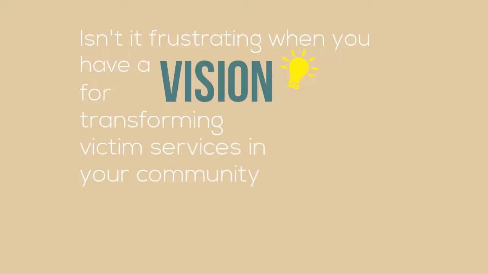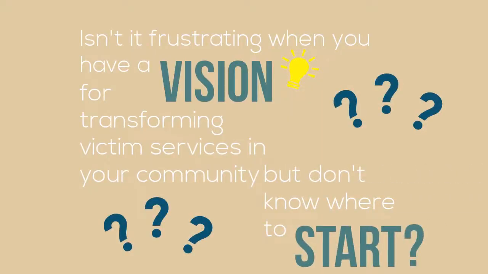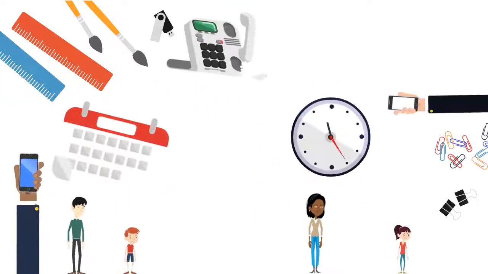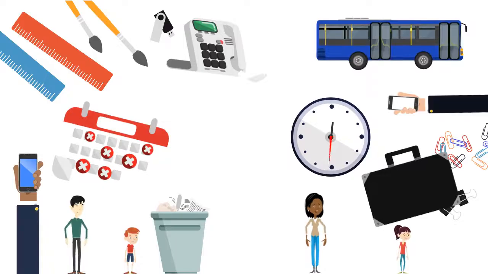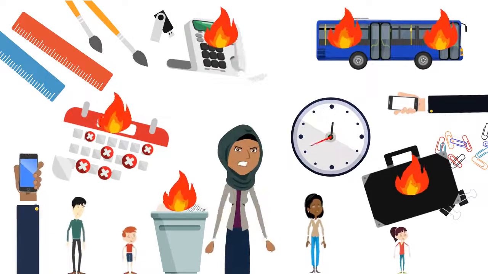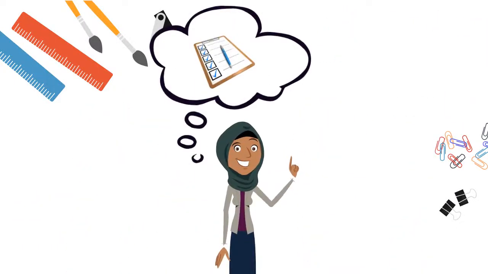Isn't it frustrating when you have a vision for transforming victim services in your community, but don't know where to start? Trying to keep victims' needs at the forefront, maintaining relationships with service partners, tracking your program's progress, and racing to meet deadlines can get overwhelming. When you're trying to balance it all, it's important to get organized. A community needs assessment can help.